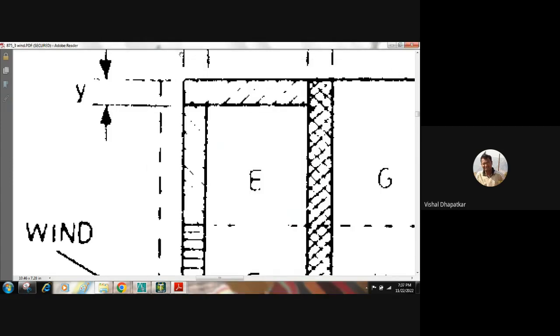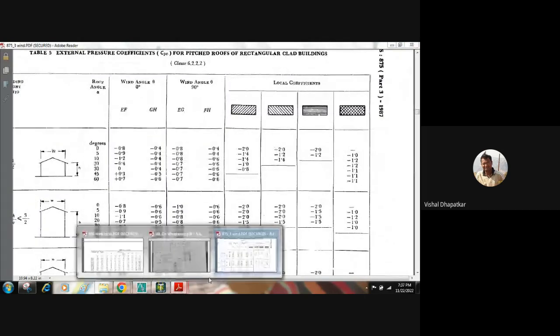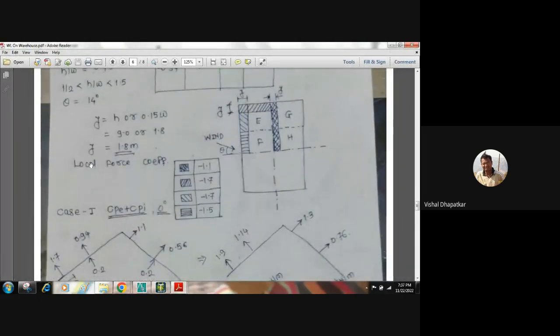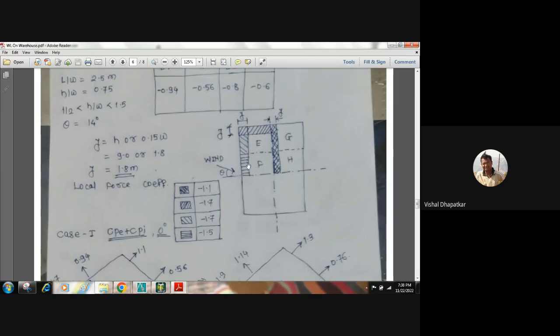So based on this, we got these values for different patterns, and those values we have added here. Okay. So local force coefficient, it is minus 1.1 for this area, ridge type area, or area near to the ridge. 1.7 for this top portion or end of the truss. Then 45-degree hash 1.5 or 1.7. This is for the side wall areas, and 1.5. This is for the middle portion of the truss.